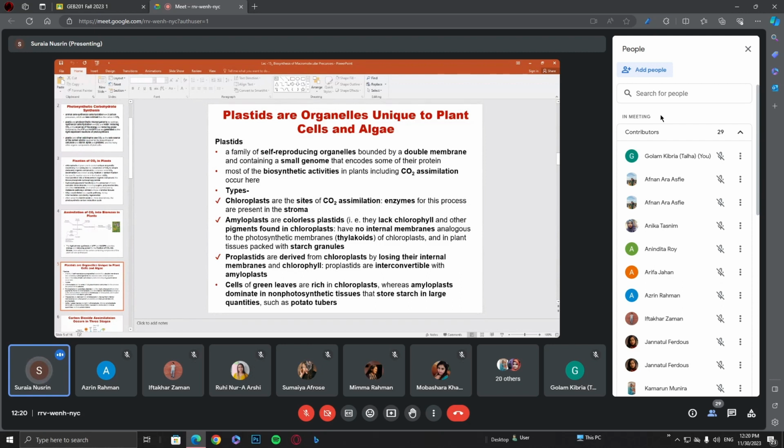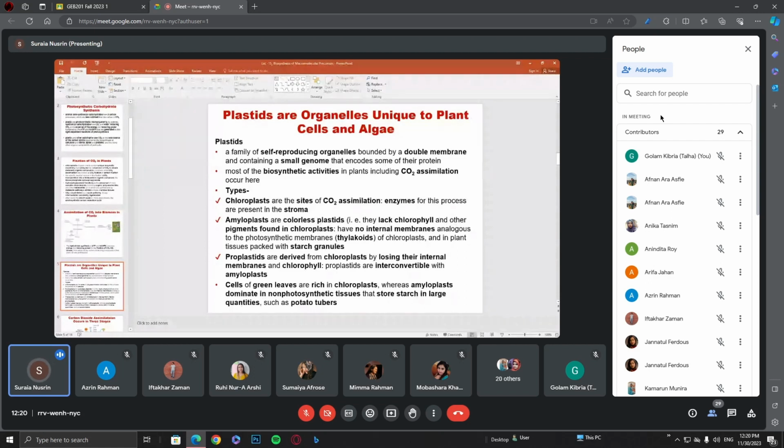There are different types of plastids. Obviously the differences are about the presence of the pigment, or the features of the inner membrane. The first one is the chloroplast, where carbon dioxide assimilation occurs. That means all the enzymes which are involved in this method are present in the stroma, the matrix, sorry, of the chloroplast. So stroma is the matrix, the same homologous location as the mitochondrial matrix.